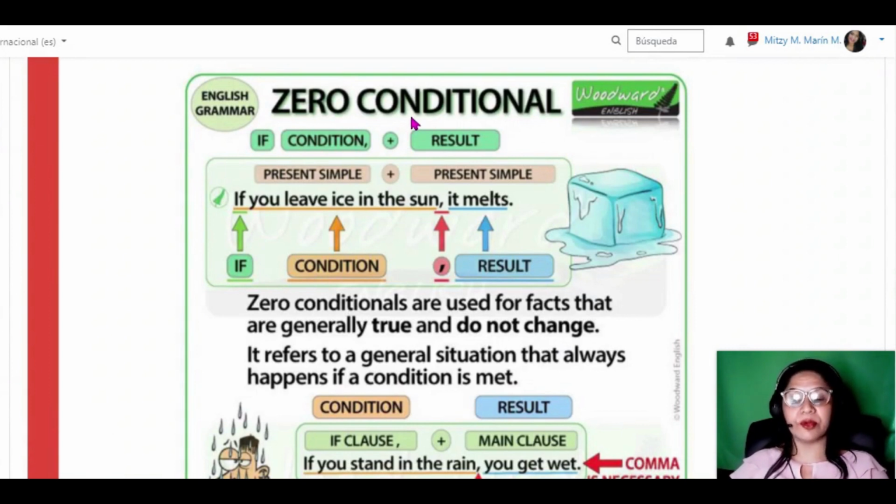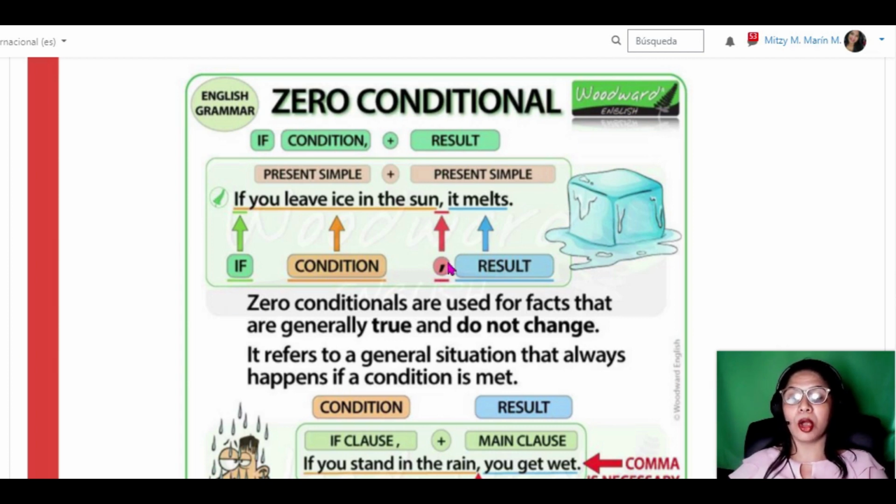We have here zero conditional. That is one of the if clauses that we are going to study in the third trimester. When we are going to create zero conditionals in English, we have a condition and a result. The if condition, we are going to write in the simple present tense. If you leave ice in the sun, and the result clause, we are going to use present simple too. For that reason, we call it zero conditional, okay?